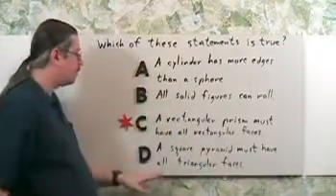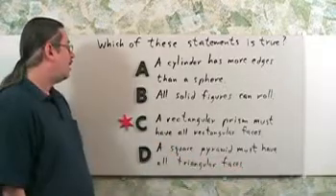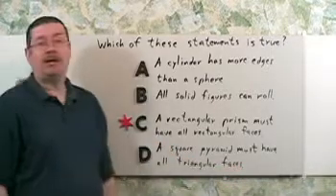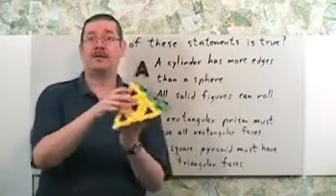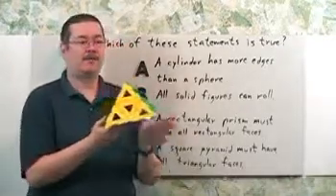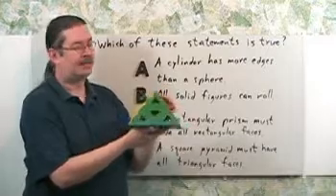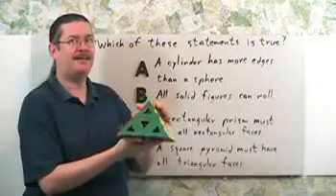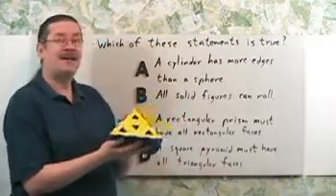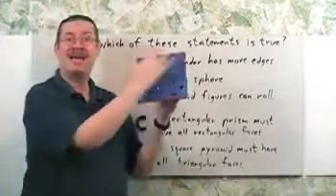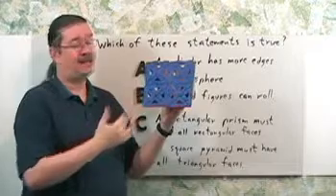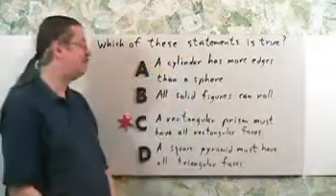But I do want to go over D. A square pyramid must have all triangular faces. Here's an example of a square pyramid. If you look at the faces, triangle, triangle, yeah, it looks like everything has a triangle. But wait a minute, the reason it's called a square pyramid is because the base is a square, not triangular, so D is false.